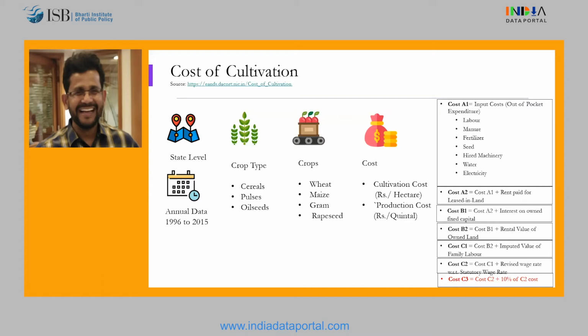So that's another important feature of this data, that we are also adding the minimum support price of the various crops for the last 10 to 15 years. This data will also be available in the India Data Portal. So with the cost and with MSP, you can make a comparative analysis of different types of crop production.